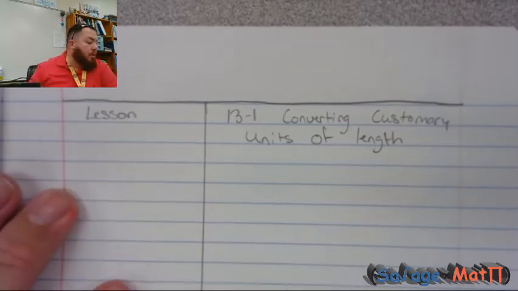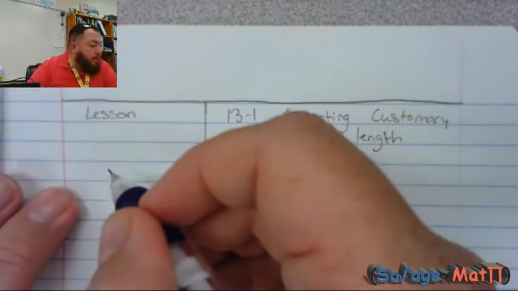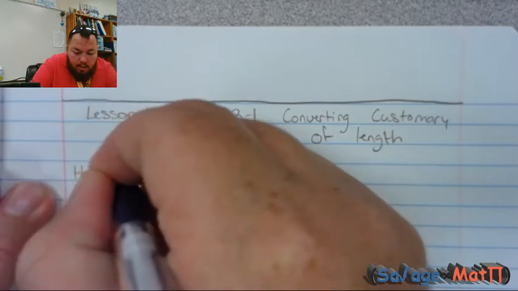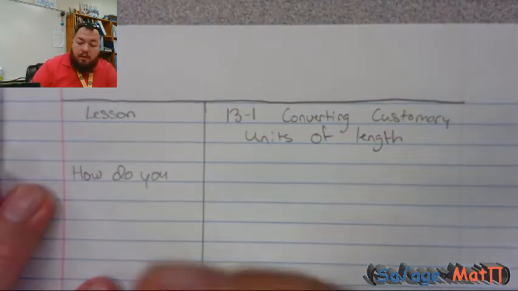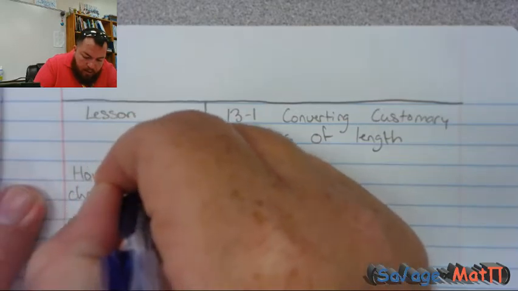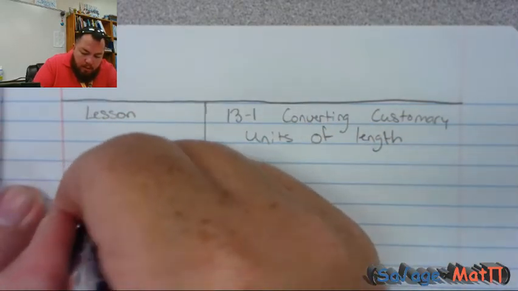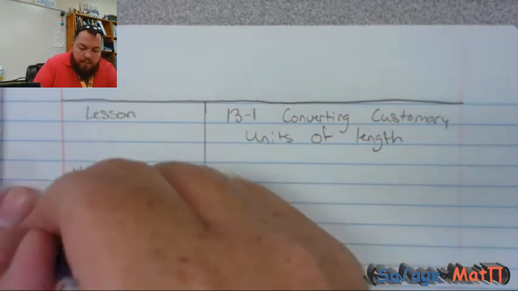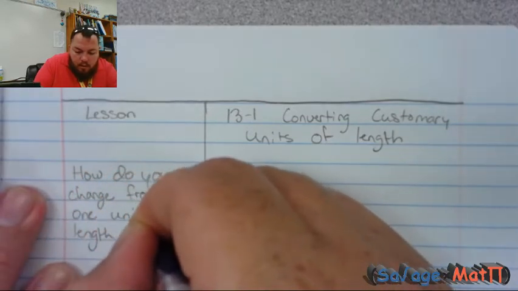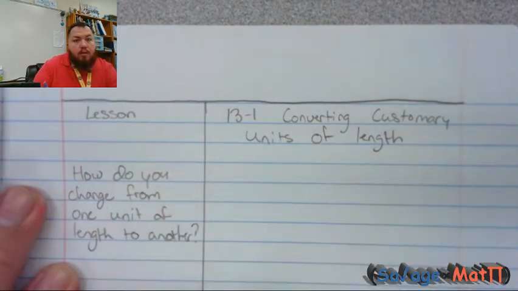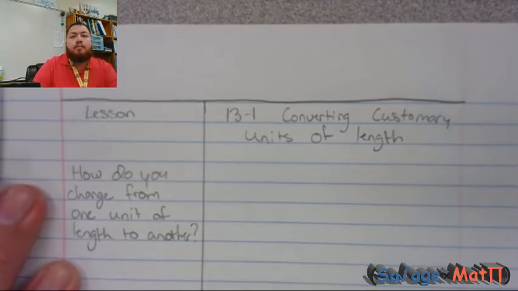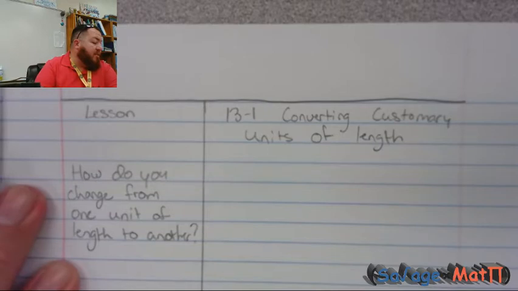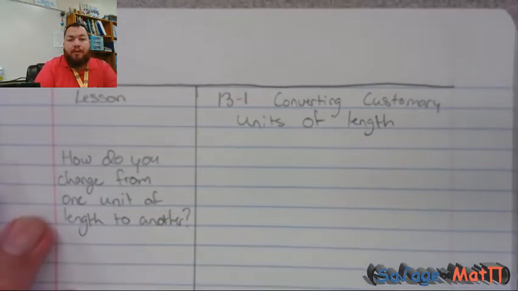Okay, and then the next thing I'm going to do, and I'm always making sure I'm skipping lines, so I'm going to start over here, but I'm going to have my essential question. How do you change from one unit of length to another? Okay. And then, so one of the ways I could do this is I have a conversion table, okay?